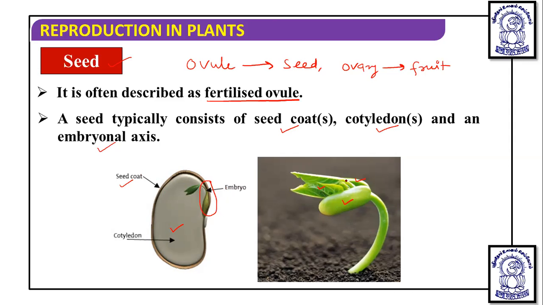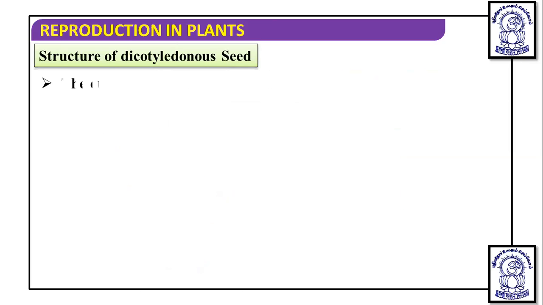Now we will talk about this structure in depth as well. We will be dealing with the dicot seed and monocot seed separately. Now we are talking mainly about the structure of dicot seed. In a dicotyledon seed, two cotyledons are present in the embryo, because of which these seeds are known as dicotyledon seeds.